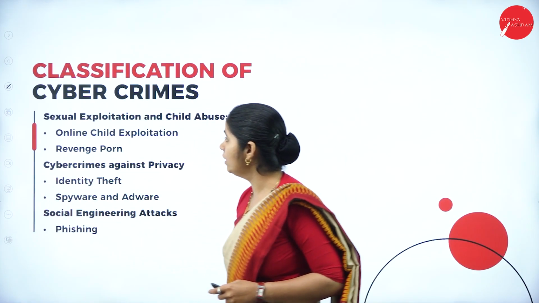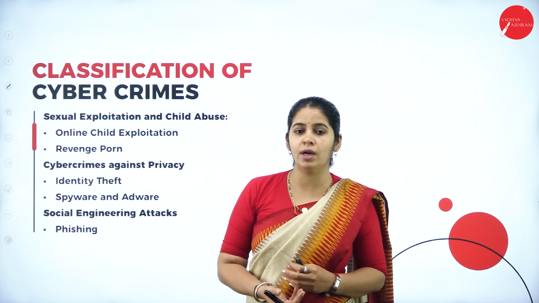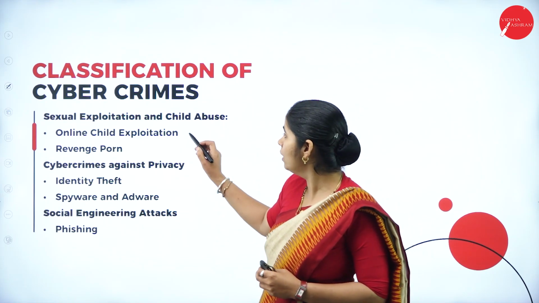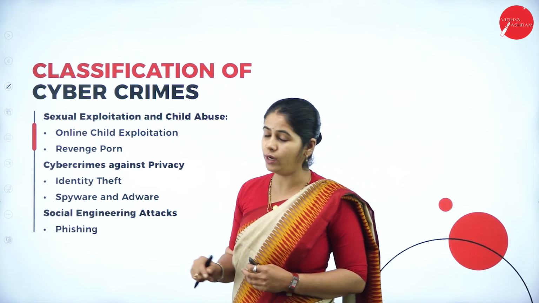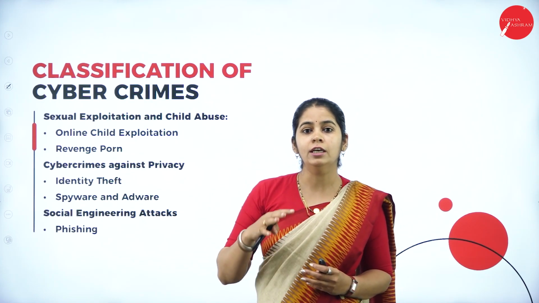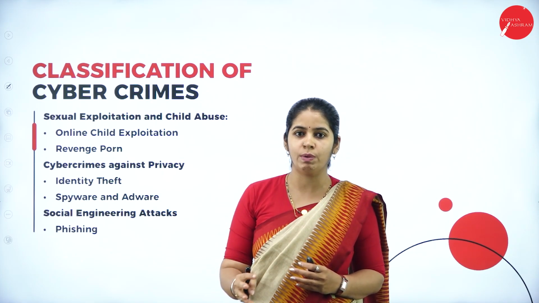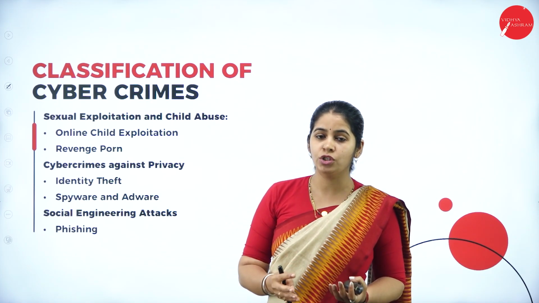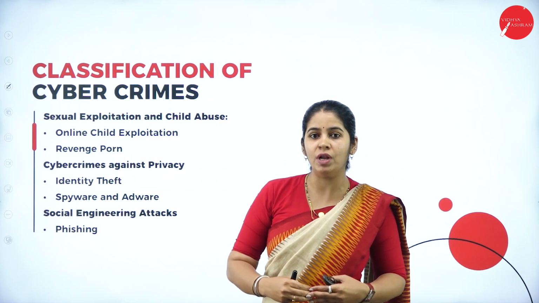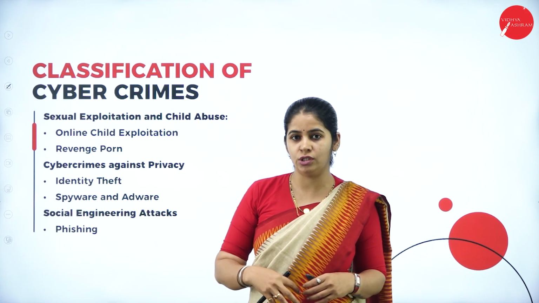Then what we have is sexual exploitation and child abuse. The next type of cybercrime we have is sexual abuse and child exploitation. What do you mean by child exploitation? Involving minors in crime that happens in cyberspace. That is called child exploitation, whether willingly or unwillingly, by modifying or mentoring them to do such things.